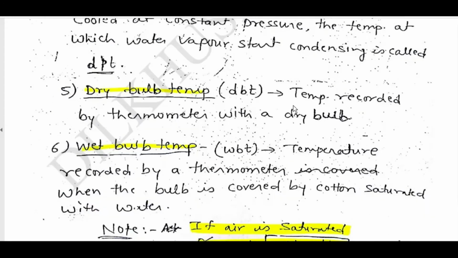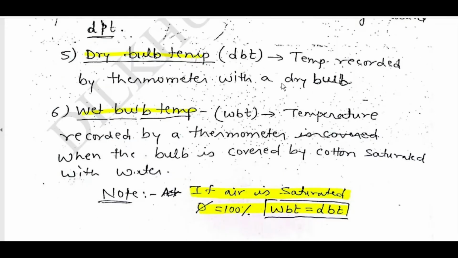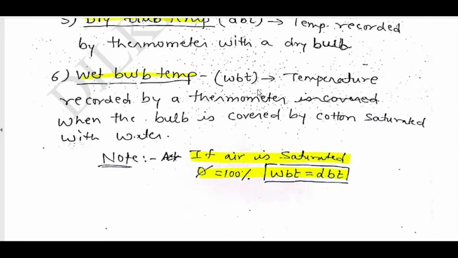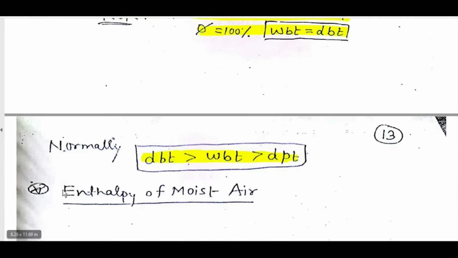Dry bulb temperature DBT is the temperature recorded by a thermometer with a dry bulb. Wet bulb temperature WBT is the temperature recorded by a thermometer whose bulb is covered by cotton saturated with water. Note, if air is saturated, φ = 100% and WBT = DBT. Normally DBT > WBT > DPT.